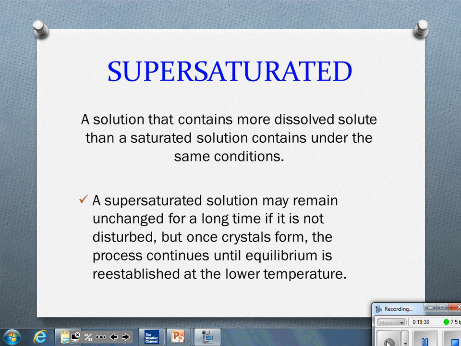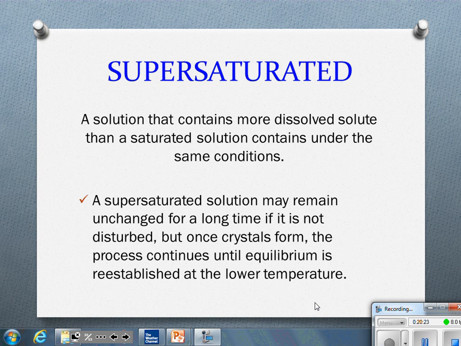Okay, what happens here, folks? What happens is we take the solution and we heat it up. As it heats up, we can dissolve more material there. And then what we do, we just simply take the heat off of it. What's eventually going to happen to that solution? It's going to cool down, isn't it? When it cools down, that material stays in solution. So we actually have more than we should have in that solution.